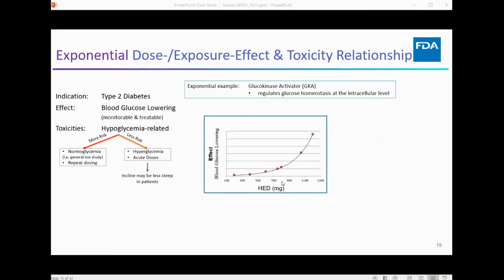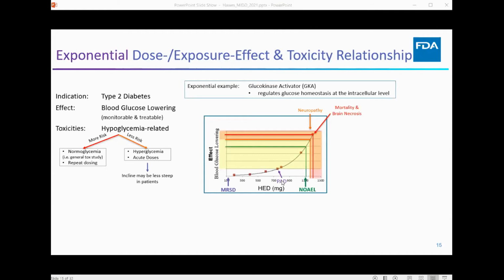This is an example of an exponential dose exposure effect and toxicity relationship of an anti-diabetic drug in the glucokinase activator, GKA, drug class, which regulates glucose homeostasis within cells. As before, the yellow shaded region indicates pharmacodynamic activity above the PAD. The red line indicates the threshold for brain necrosis and mortality. The orange line indicates the threshold for neuropathy, and the orange shading indicates the threshold for adverse toxicity.